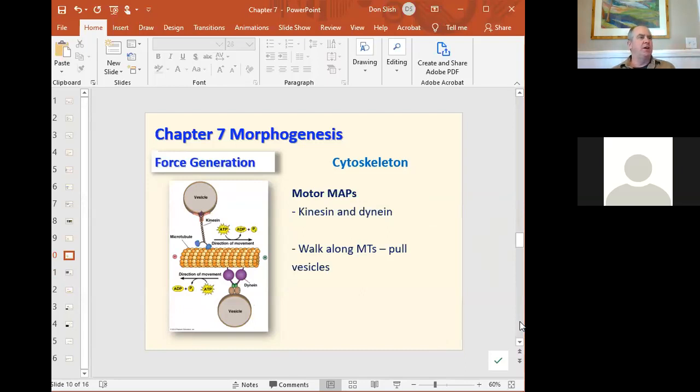If you remember way back to, I know you don't, so I'll just tell you about it. If we go back to chapter 4, we're talking about cortical rotation in the Xenopus. The cortex is microfilament. It's the outer gel-like part, but the motion is created by microtubules and molecular motors or motor MAPs. So that's an example of motor MAPs being used for movements in development.